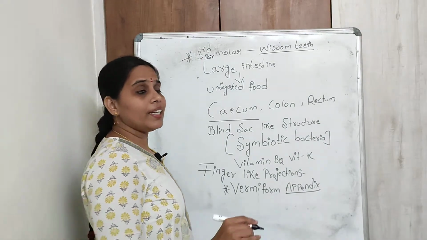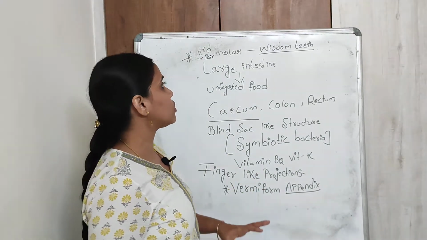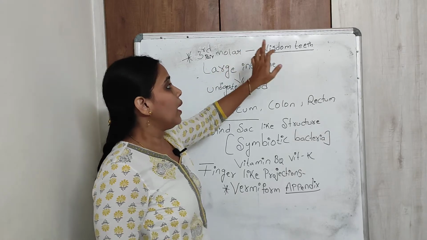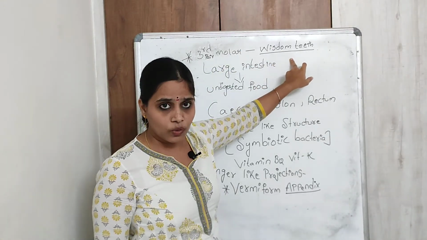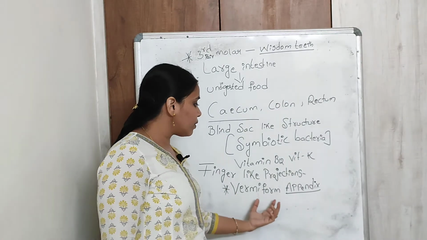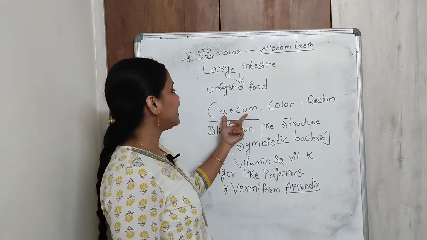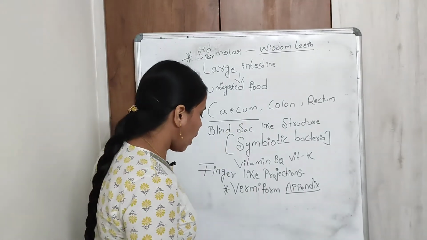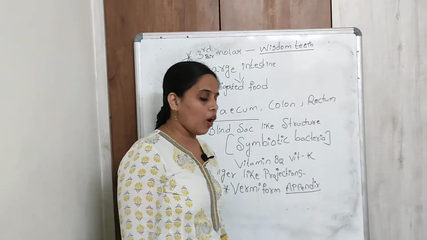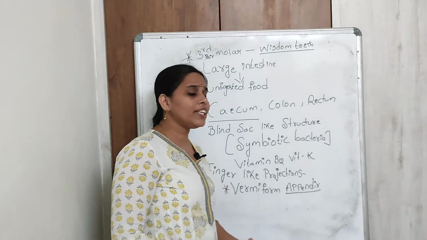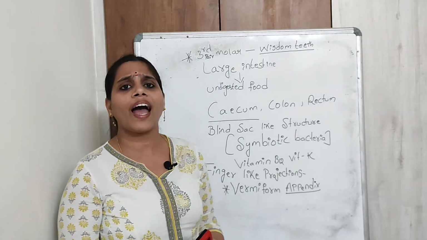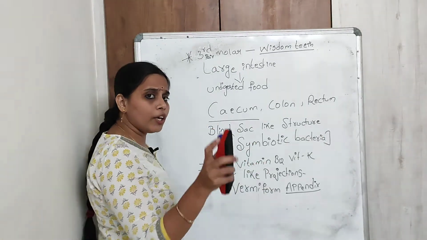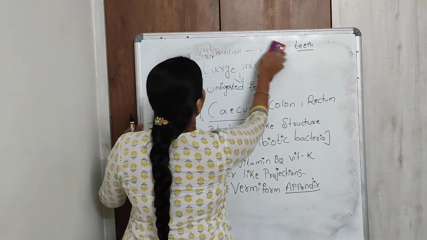So in our digestive system we have two vestigial organs. One is the third pair of molar in the teeth, which we call wisdom teeth, and the second one is the vermiform appendix, which is present in the cecum of the large intestine. So these two are vestigial organs. Vestigial organs means what? Which do not have any function. Due to evolution they came, but they don't have any function in our body.